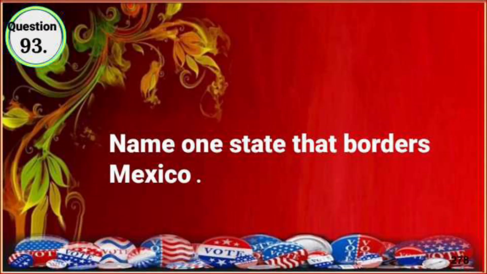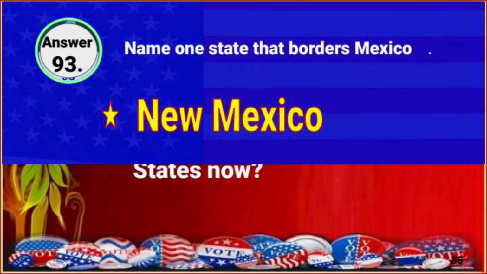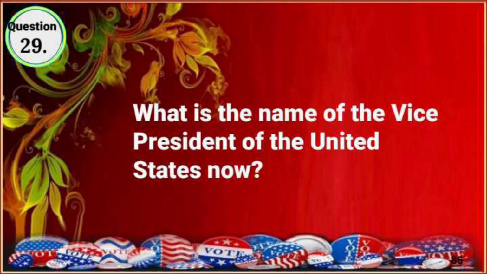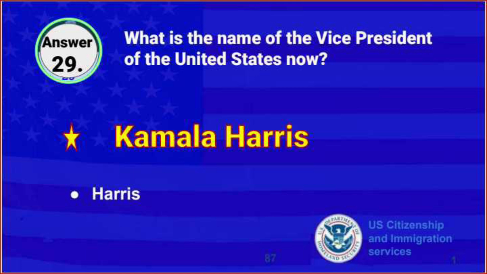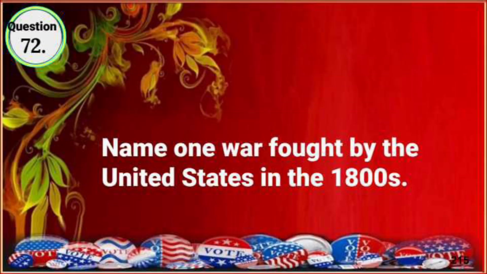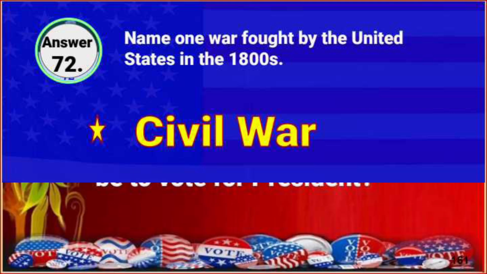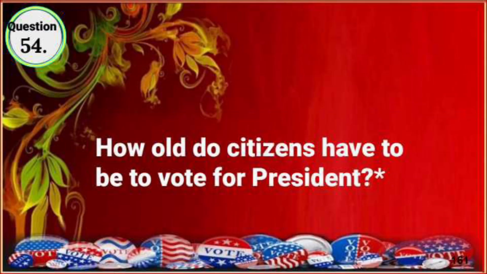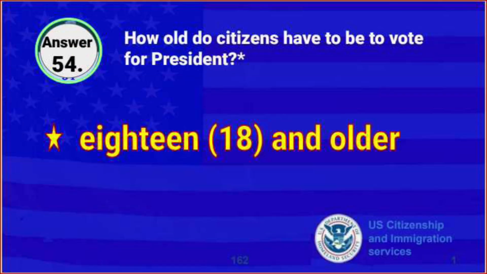Name one state that borders Mexico. New Mexico. What is the name of the Vice President of the United States now? Kamala Harris. Name one war fought by the United States in the 1800s. The Civil War. How old do citizens have to be to vote for president? 18 and older.